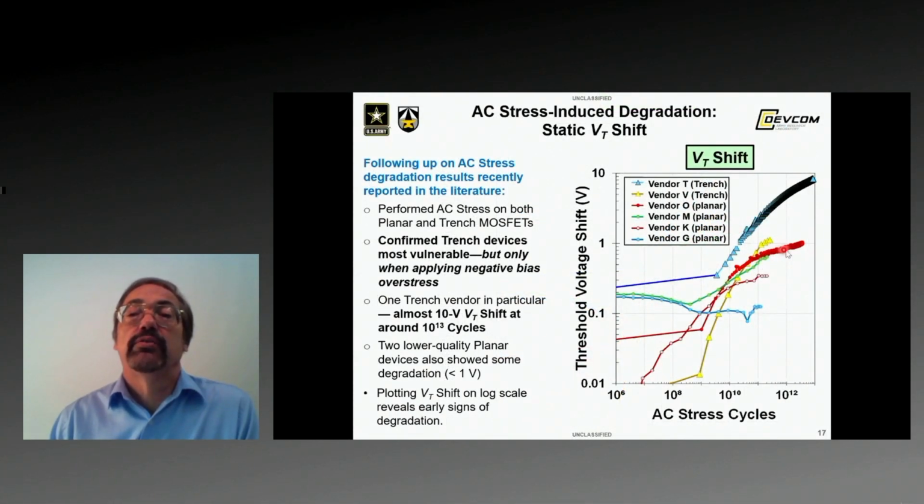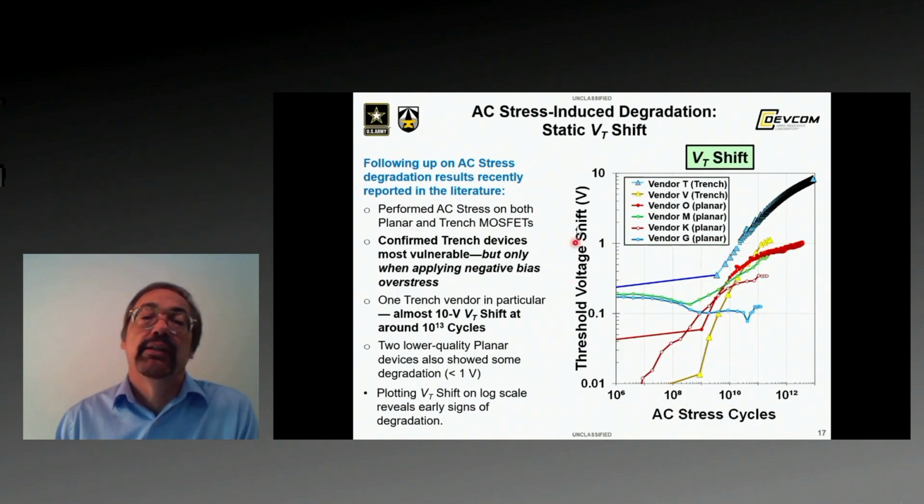And a couple of planar devices also shifted close to 1 volt, but then also tended to saturate. And also note that this is plotted on a log scale just so that we can see the early signs of degradation in the various devices.